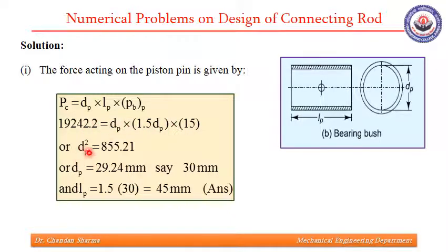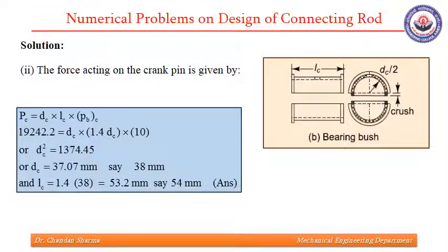dP square comes out to be 855.21, or dP is 29.24 mm, say 30 mm. Since LP is 1.5 of dP, LP will be 45 mm, which is the desired dimensions of the small end bearing.